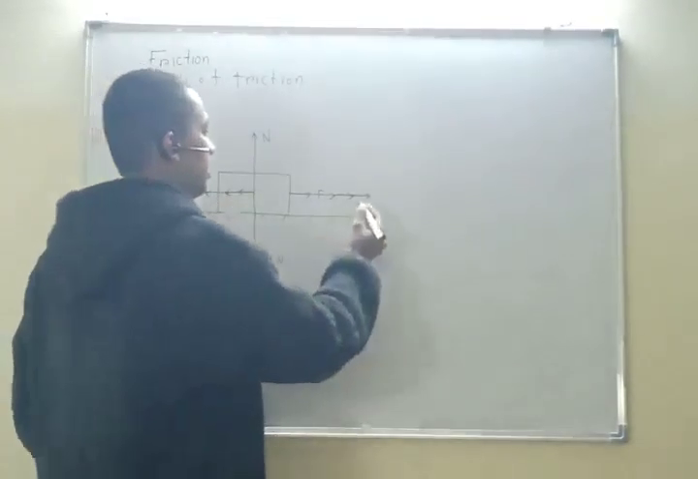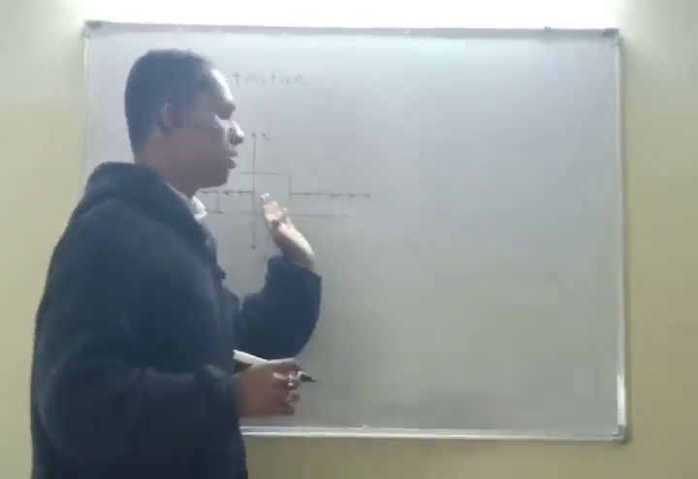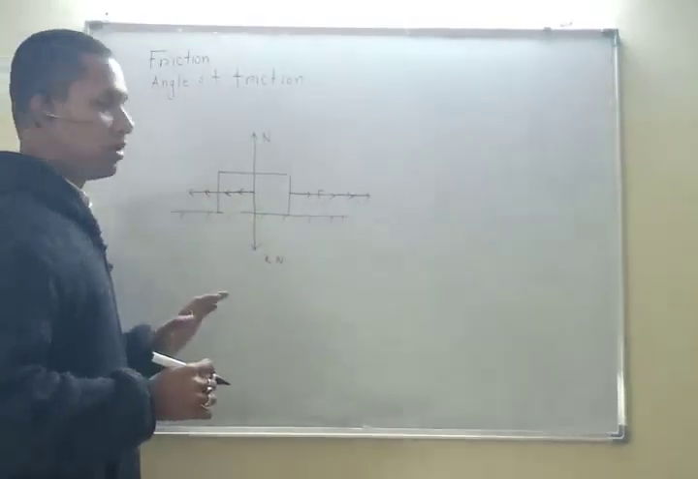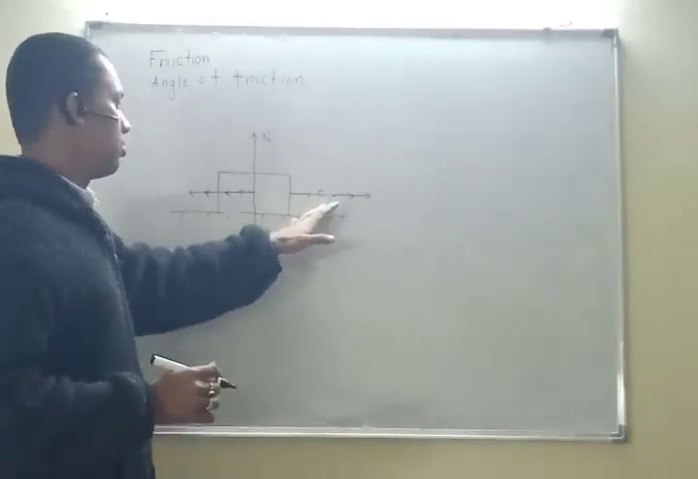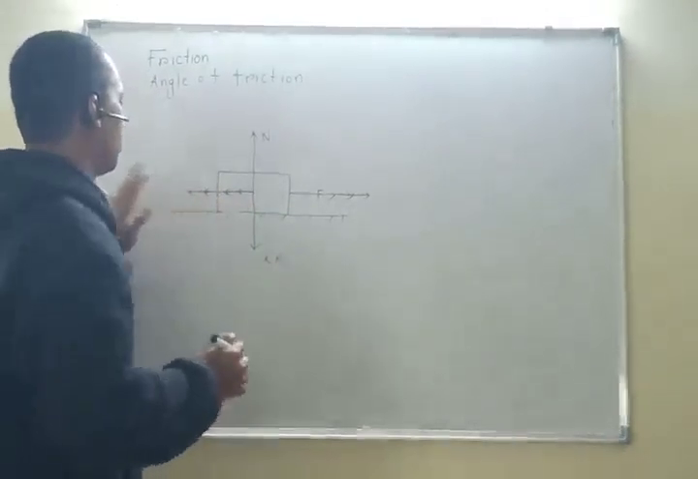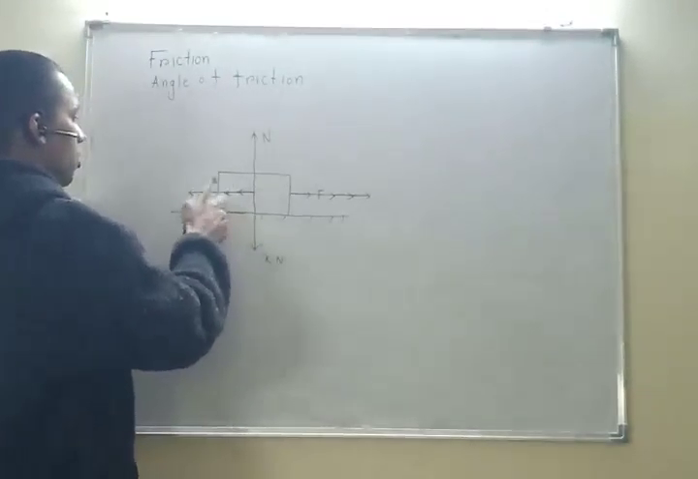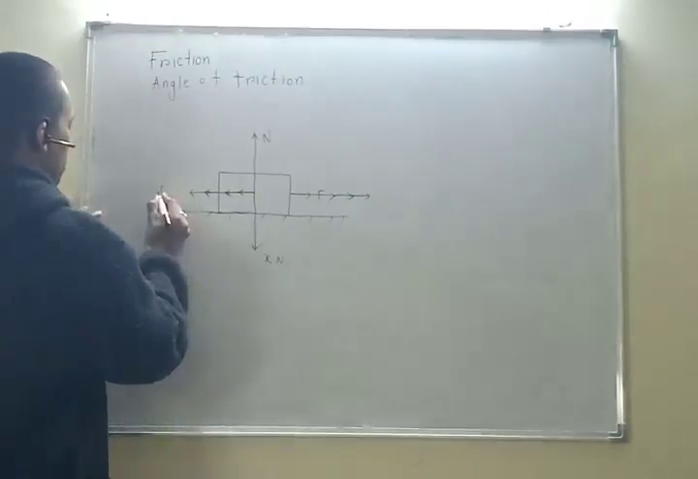After that, if I give a little bit more value of force in this direction, then the body will start to move. It means it is on the verge of moving. It is not moving, but it is just about to move under this force. This is the limiting value of friction. After this value, there is no more resistance that the surface can offer. So this is the limiting friction.